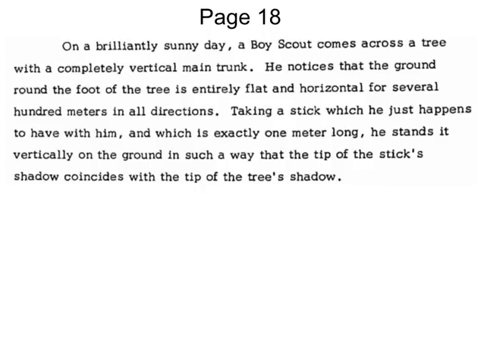On page 18 is a wonderful story about a Boy Scout, so I'm going to read it. On a brilliantly sunny day, a Boy Scout comes across a tree with a completely vertical main trunk. He notices that the ground round the foot of the tree is entirely flat and horizontal for several hundred meters in all directions. Taking a stick, which he just happens to have with him, and which is exactly 1 meter long, he stands it vertically on the ground in such a way that the tip of the stick's shadow coincides with the tip of the tree's shadow.